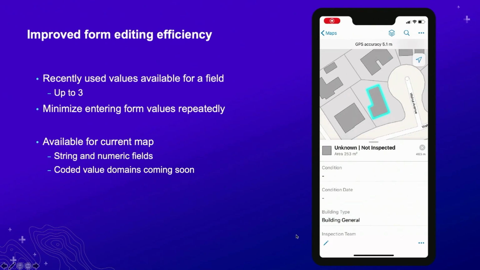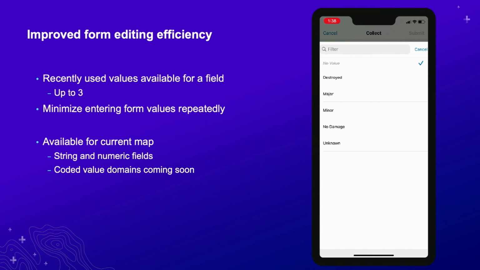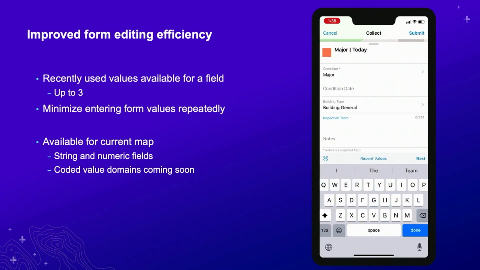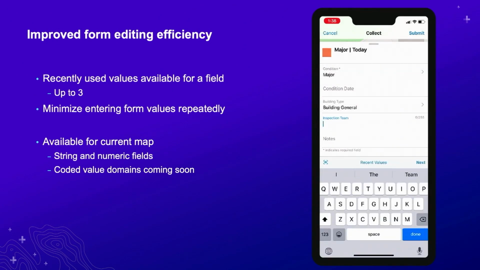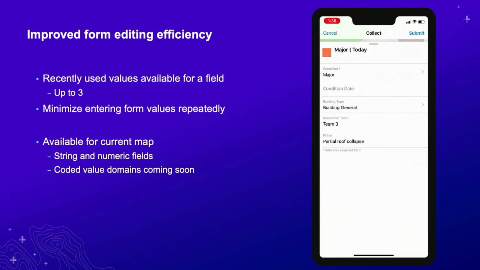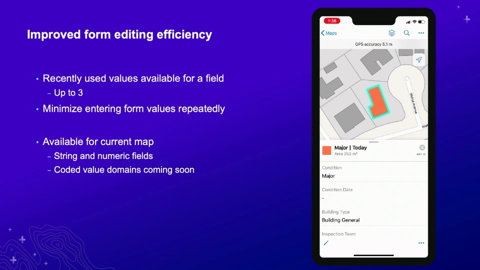So here we've got another building, and this map only allows for asset. It doesn't allow for create, only updates. So here I'm going through and I'm making a couple of edits. And as I get down to the inspection team, you'll see that I have a recent values list. And if I tap that, I can see the recent values that I've used, and simply selecting one will fill in the entry and move to the next item in the form. So again, very easy to go through and update that feature if I may be seeing the same type of observation through the course of the day. In the current release, we support both string and numeric fields. Coded value domains are coming in the next release, which we'll talk about a little bit later.